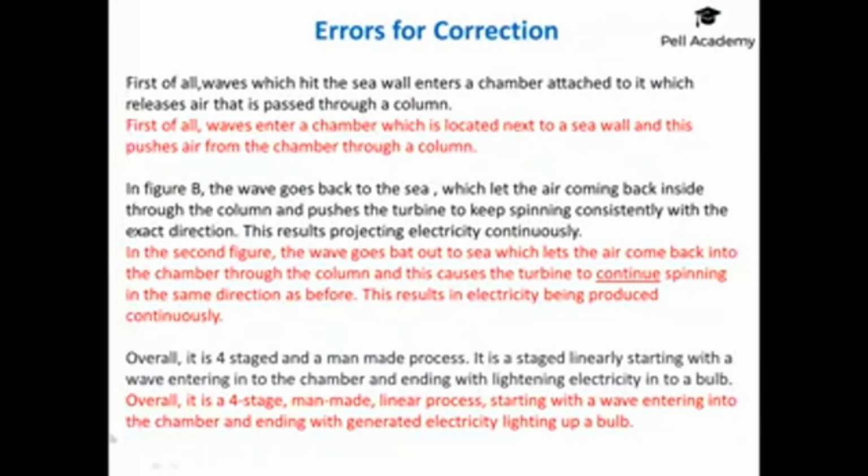And then: starting with the wave entering into the chamber and ending with generated electricity lighting up a bulb. This is completely fine, and I just wanted to talk about the phrase "lighting up a bulb". In the diagram, I think the bulb is just there to help the person looking at it understand that electricity is being generated, and in all likelihood there isn't actually a bulb there. But this is completely fine, because there's nothing to say whether the bulb is or isn't there, and you've just followed what was given to you in the diagram. You would never lose any marks for misinterpreting it that way.